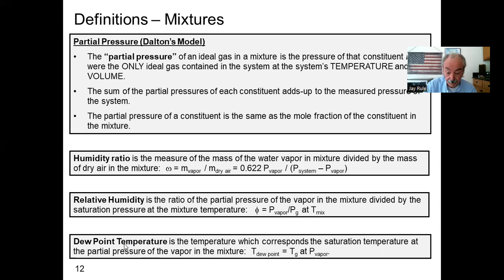Finally, the dew point temperature is the saturation temperature at the partial pressure of the vapor. It's basically a lookup value. Once you've figured out what the partial pressure of the vapor is, go to your temperature table, look up T sub G against whatever the pressure of the vapor is. That's the dew point temperature. That's where in atmospheric air, when that atmospheric air cools down enough, dew forms on the grass. That's the dew point temperature.